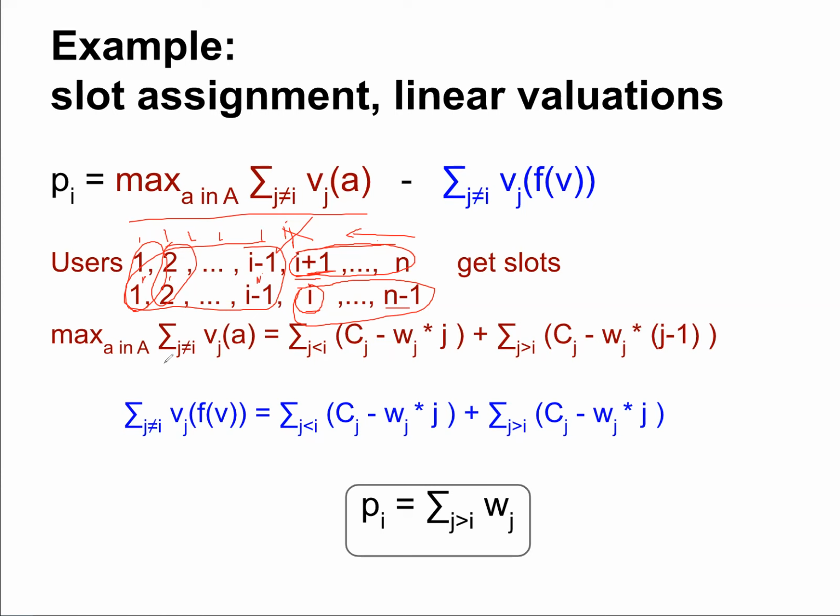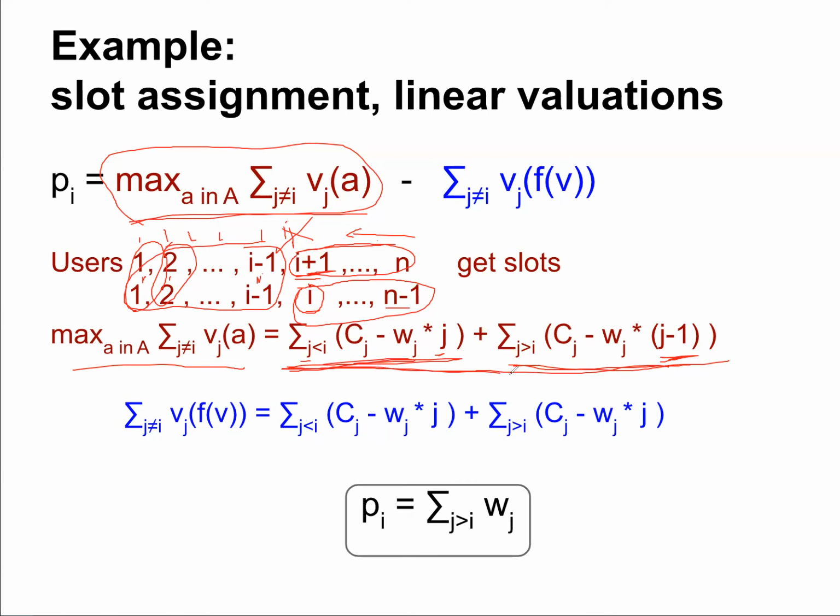So if you want to look at the maximum social welfare of all the users when user I is not in the picture, then the users before user I will get the same slot. Every user J will get slot J. So here is the formula. And all the users after I will get one slot less. So they will move up. Okay, so that's the total social welfare of the society when user I is not in the picture. Maximum, not just the total, but the maximum social welfare of all the users.